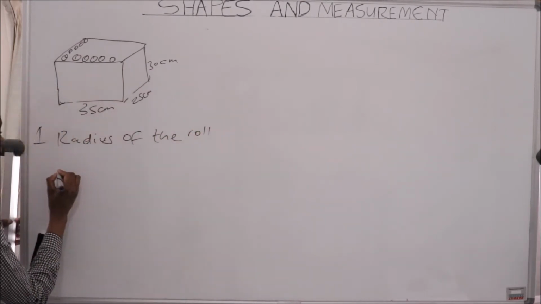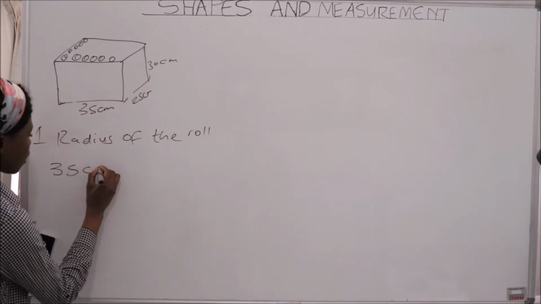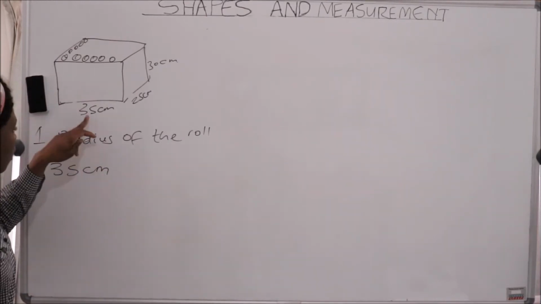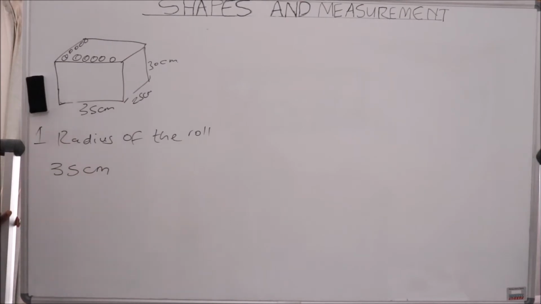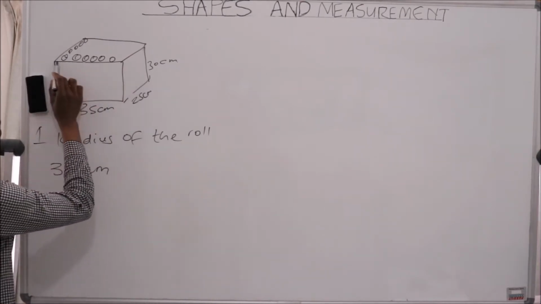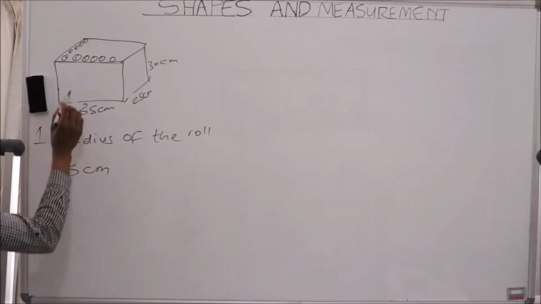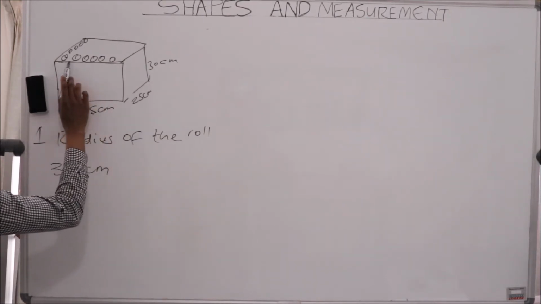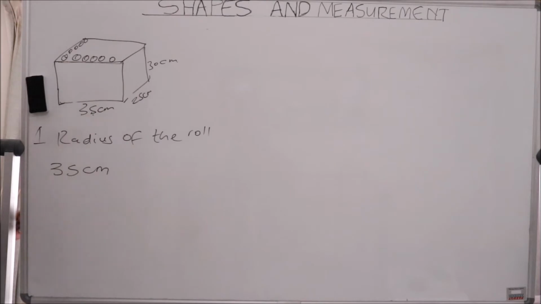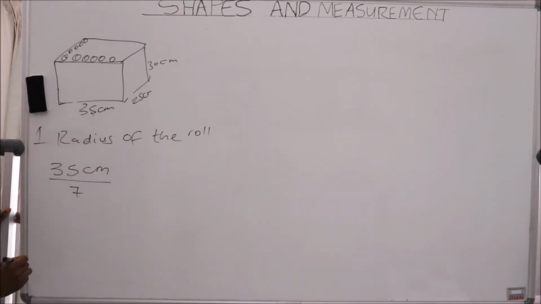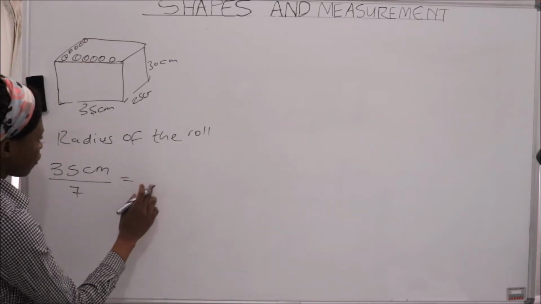We are given 35 centimeter, which is the length of the rectangular box, and in this length 7 newspaper rolls have been packaged. As you can see, the 35 centimeters is parallel to 7 newspaper rolls. So we'll divide that by 7, which is the 7 newspaper rolls, and that will give us an answer.